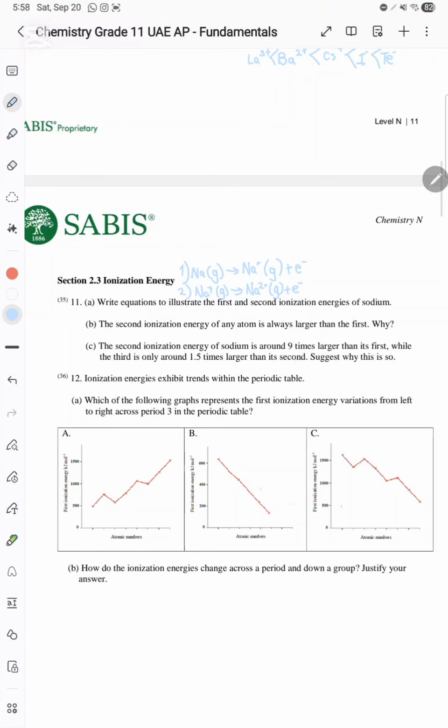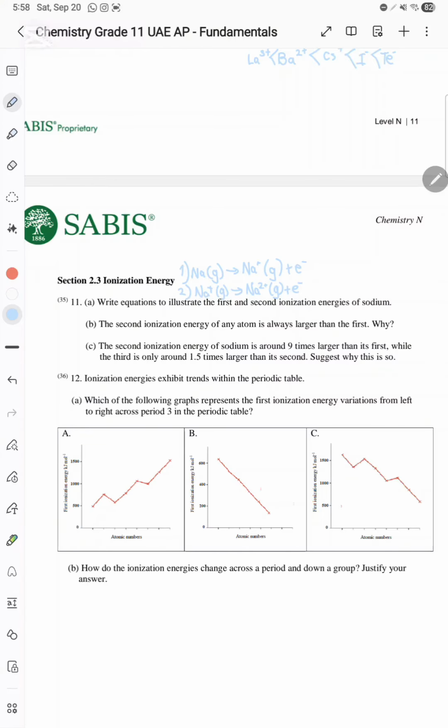The second ionization energy of an atom is always larger than the first. Now, the first electron is being removed from the neutral atom, but the second is being removed from an already 1 plus charged ion. So the nuclear charge is attracting that smaller number of electrons more strongly. So it's gonna be harder to pull away an electron, because now you have more protons attracting the electrons they already have. So if you take 1 more, it's gonna be harder to take from an atom that's already unbalancedly charged.